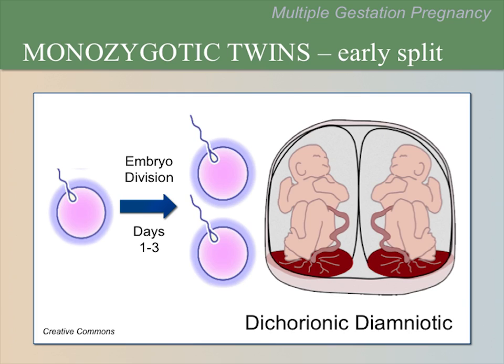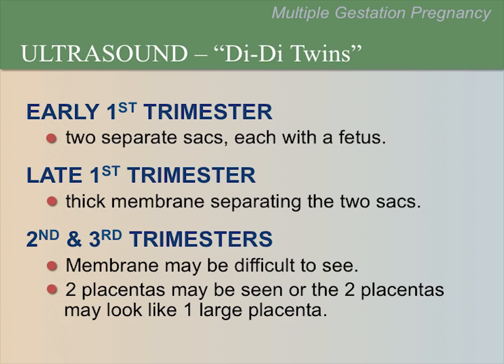If division of the embryo occurred in the first 3 days after fertilization, each twin will have its own gestational sac and placenta. These twins are also called dichorionic, diamniotic, or di-di, but in this case they are identical because they developed from a single embryo. In both dizygotic twins and monozygotic twins that split very early after fertilization, you will see the same features on ultrasound. You should see 2 separate gestational sacs, each with a fetus in the early first trimester.